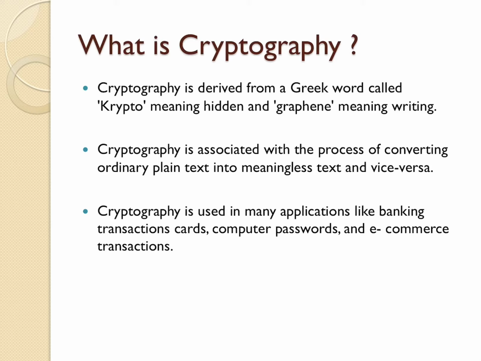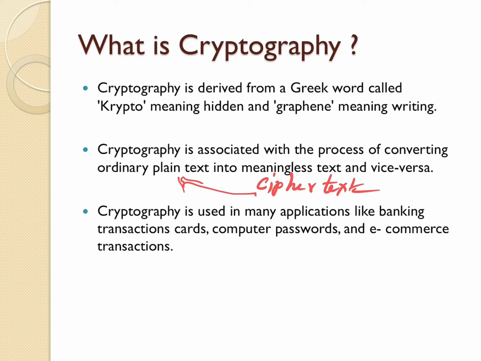Okay, so first we are going to talk about what cryptography is. Cryptography is derived from the Greek words crypto, meaning hidden, and graphein, meaning writing. So hidden writing, that means the data is hidden and we are sending it to the receiver side. Cryptography is nothing but the conversion process of a plain text message into meaningless text. Meaningless text is nothing but the ciphertext. And vice versa, in the decryption process, we convert this ciphertext back into plain text.